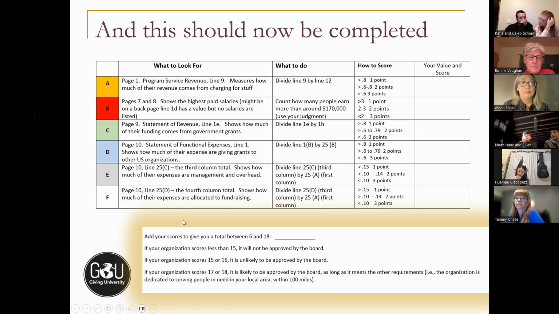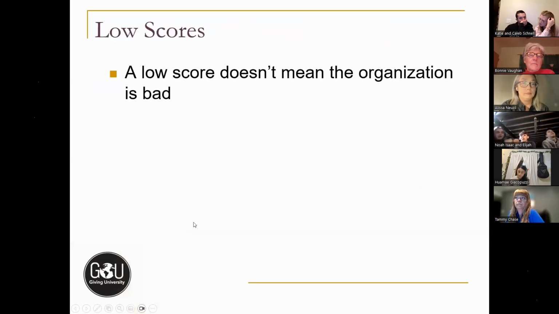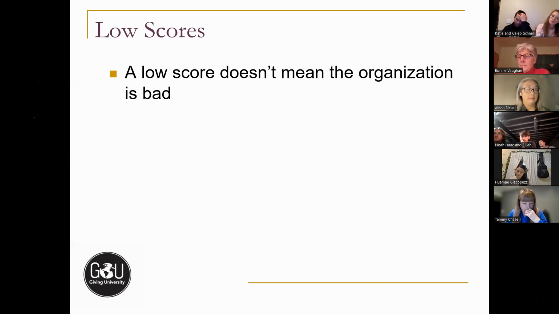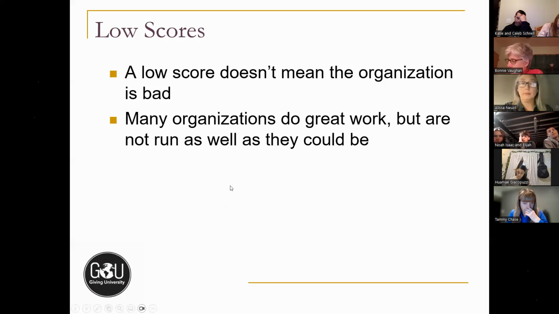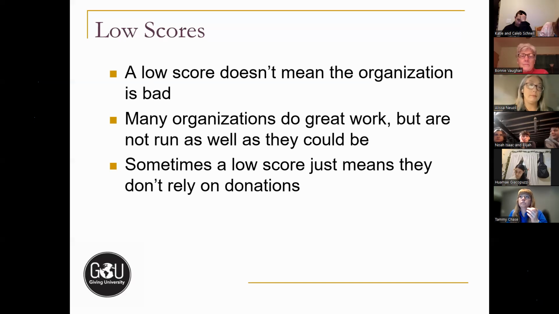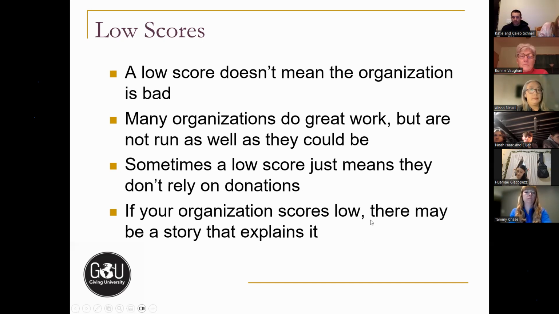In summary, I want to clarify that just because an organization has a low score according to the methodology we've created doesn't mean it's a bad organization. Not necessarily. It might mean that, but it does leave open the question of whether they could use their finances better. So maybe they're not run as well as they could be. That's what we're trying to find out here. Sometimes it simply means that they don't rely on donations, which isn't necessarily a bad thing. Maybe they get paid for their services. It's not necessarily bad if that money is going towards good use. So if your organization scores low, there may be a story that explains it.